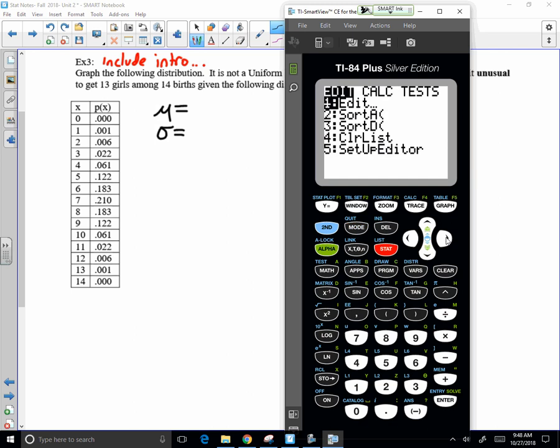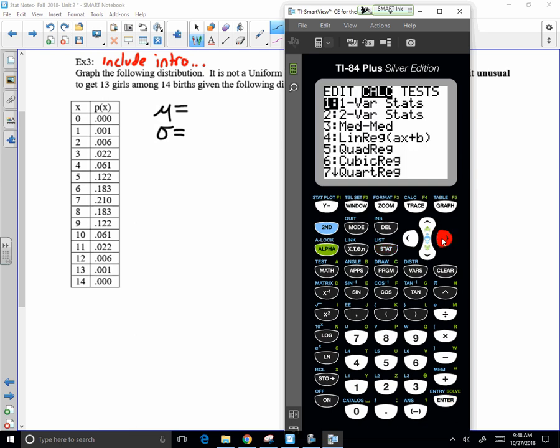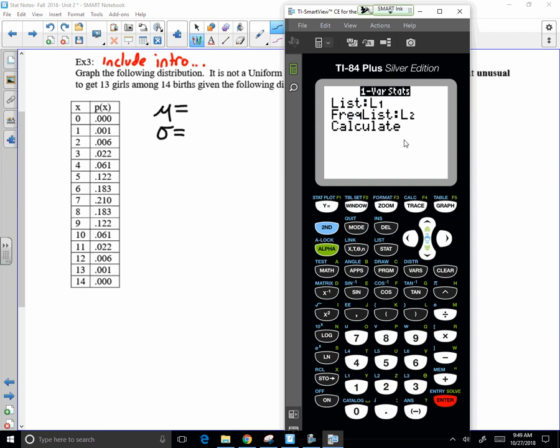Stat, calc, 1. Actually, I think we're done. Let me just look real quick. I think we're done with the rest of this list. Let me just scroll through it real quick. Yeah. So for the remainder of the course, the only thing we're looking at in the calc menu is option 1. So that should help. I mean, unless you have to take the final, in which case everything's fair game. But let's not think about that. I shouldn't have even brought it up. So list 1, list 2. Calculate.